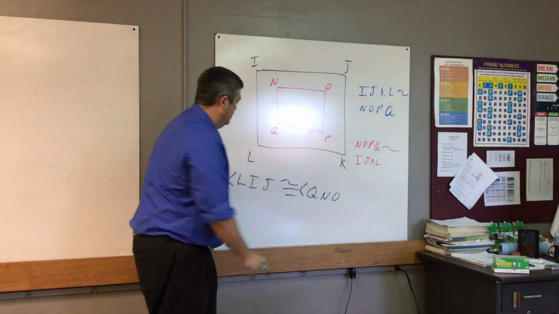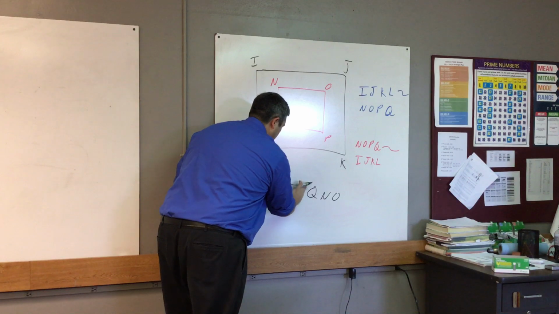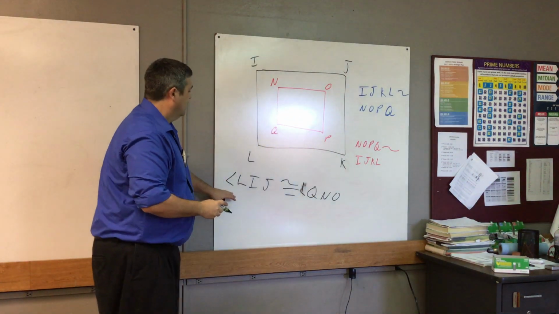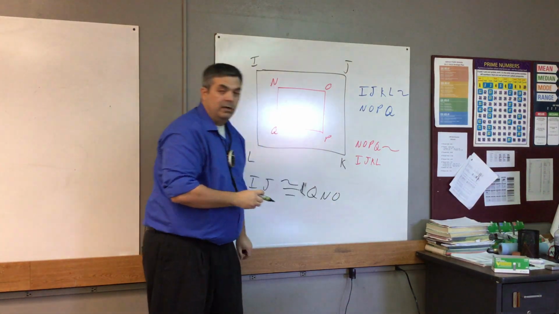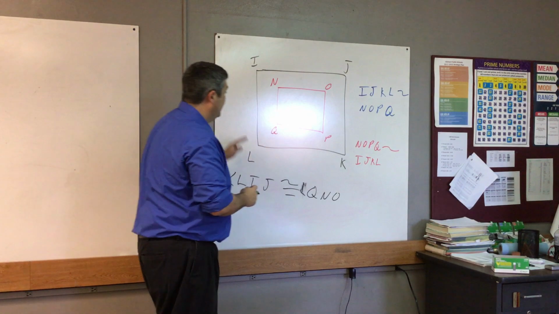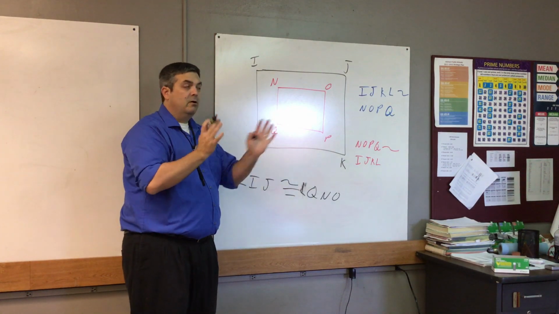Angle. And that angle sign looks really weird. It should be something like that. Whatever. Angle LIJ is congruent to angle QNO. That's what it's looking like. Okay, so that's one way to look at the angles, depending on which one they are looking at.